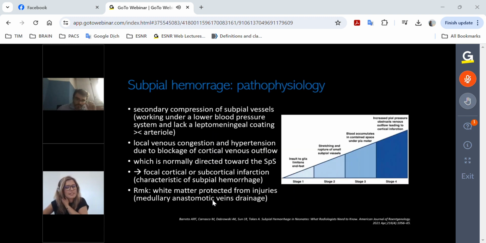So what's happening is, when you have the insult to the glia limitans, the small subpial vessels will be stretched and compressed. Then you have blood accumulation under the pia mater, and the increase of the subpial pressure will obstruct the venous outflow, and this is what will lead to cortical infarction.